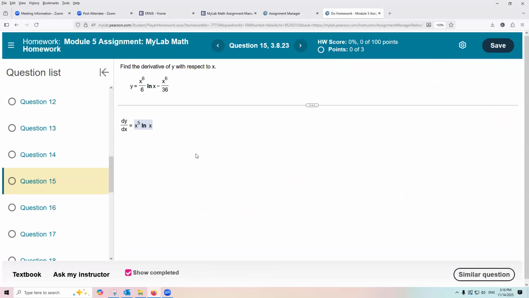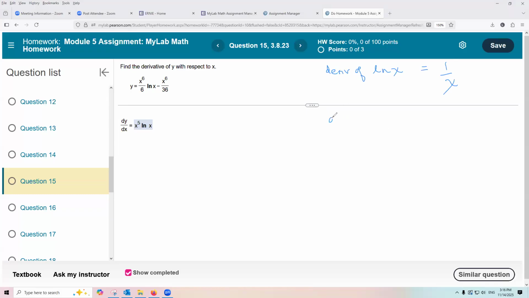All right, let's do an example here. So this one is going to ask you to find the derivative of ln x. Well, the derivative of ln x is just 1 over x.